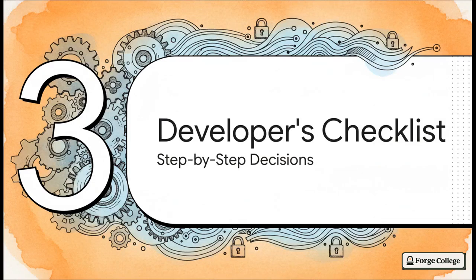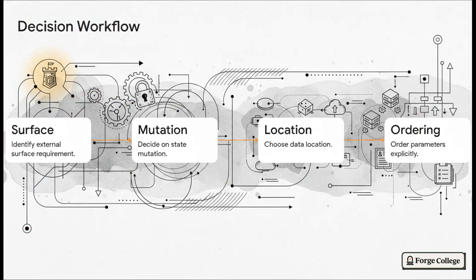Part 3, the developer's checklist. Let's see how all this builds into a reproducible, step-by-step checklist for your daily workflow. Whenever you write a function, run it through this exact sequence.